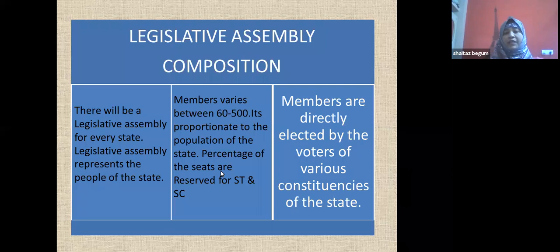A percentage of seats in the legislative assemblies is reserved for the Scheduled Tribes and Scheduled Castes. How are these members elected? Members are elected directly by the voters of the various constituencies of the state. What is a constituency? Each state is divided into territorial constituencies, so that there is flexibility in the administration.